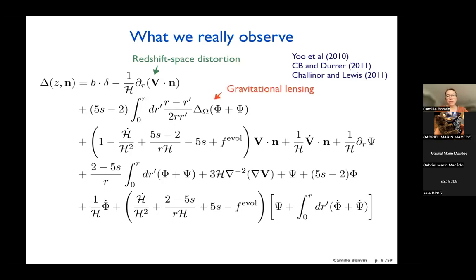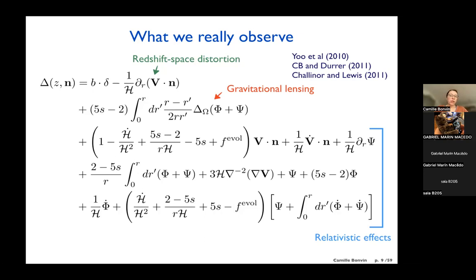Then we have in the second line the effect of gravitational lensing, which changes the focusing of light, and therefore it changes the solid angle in which we detect the galaxy. So it changes the number of galaxies that we see per unit of solid angle. And then the last three lines here are what has been called in the literature relativistic effects. These relativistic effects depend also on the peculiar velocity of the galaxy, but in addition, they also depend on the two metric potentials phi and psi separately.